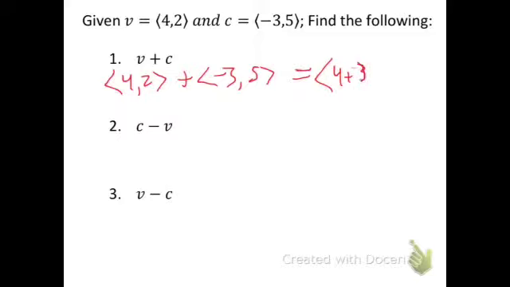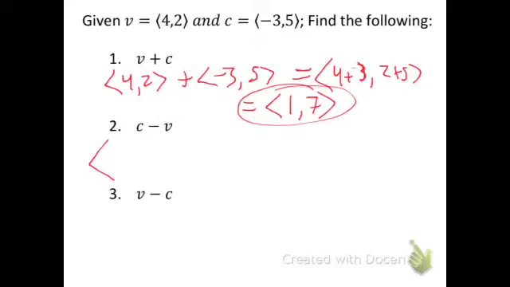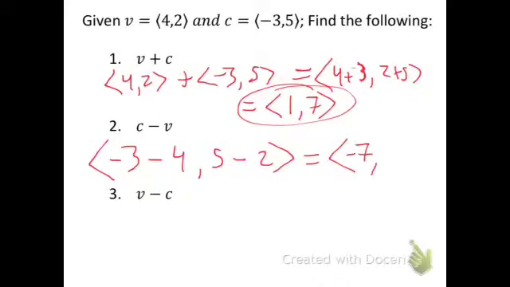If you want to do c minus v, you're going to take the components for c, which are negative 3 and 5. And you need to subtract out the components for v, which are 4 and 2. And then you simplify it. Negative 3 minus 4 is negative 7. And 5 minus 2 is 3. And so that's your final answer.